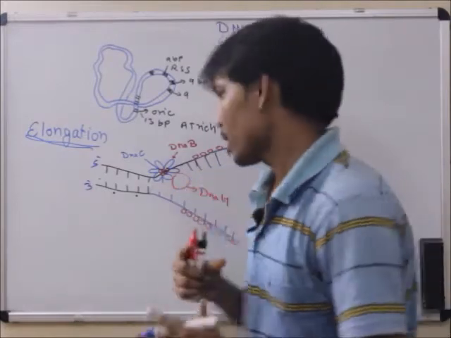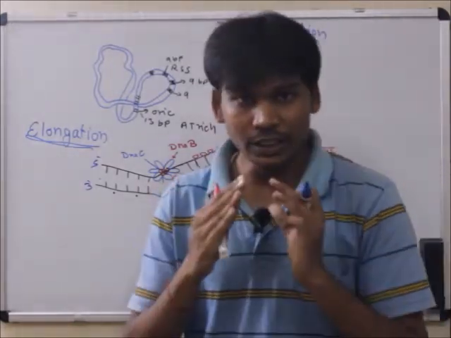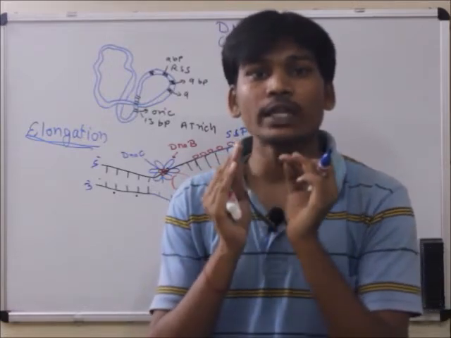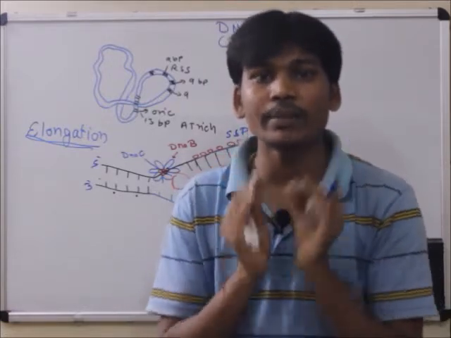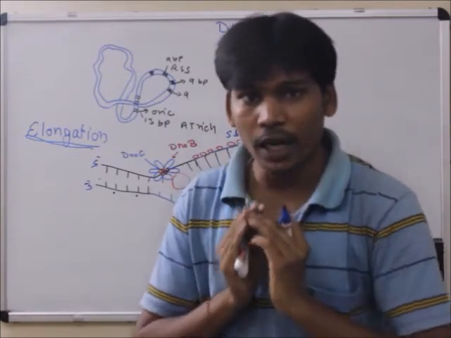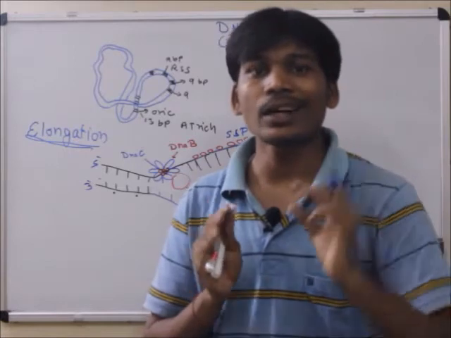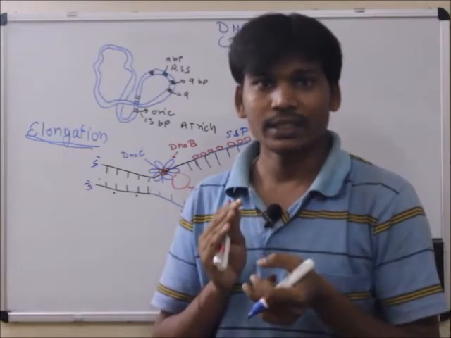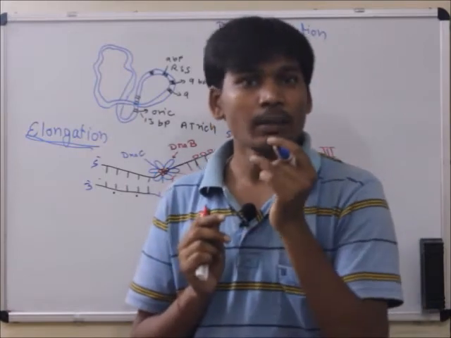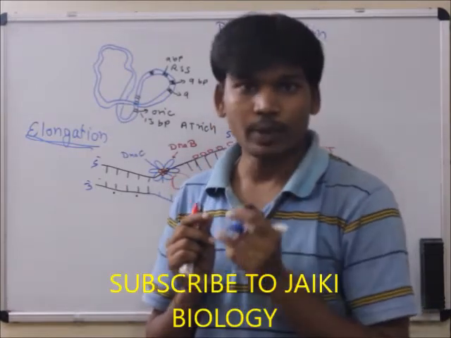How? Because this is the universal truth, that a DNA polymerase adds nucleotides only in the 5 to 3 direction. It is made to add nucleotides only in the 5 to 3 direction. It does not add in the 3 to 5 direction. It is not made for adding nucleotides in the 3 to 5 direction. Okay, so this is the problem for the DNA polymerase.